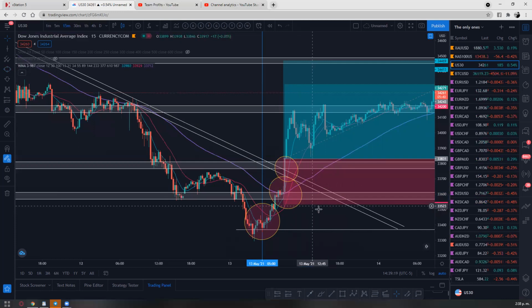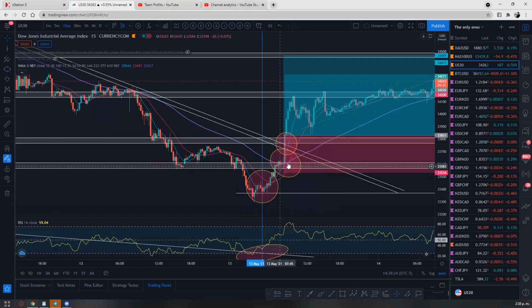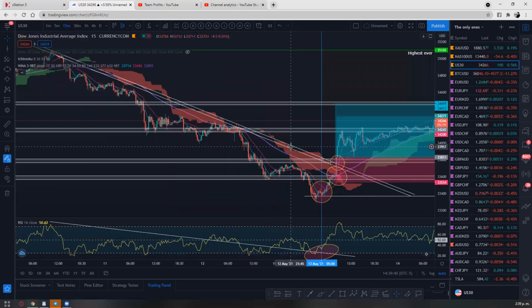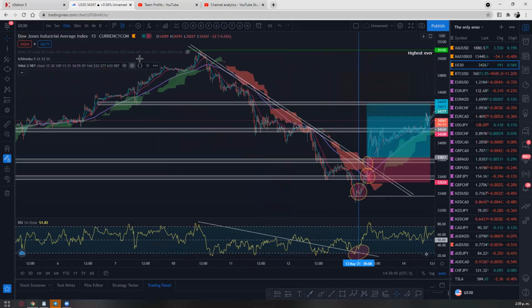So far you have 4 confirmations. You have the RSI, you have the weighted moving average, you have the price action breaking above, and you have the Ichimoku cloud also breaking above. So everything was telling me here the price was actually pushed up. So that's basically it. This is the strategy.